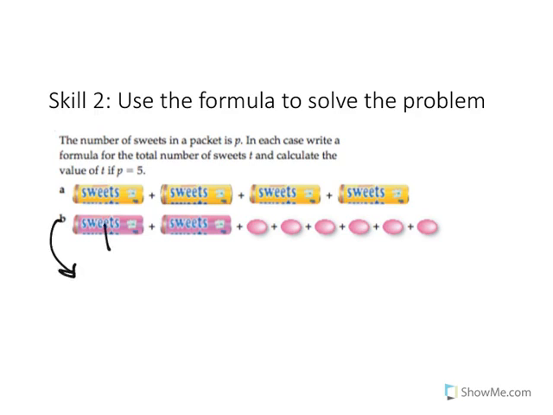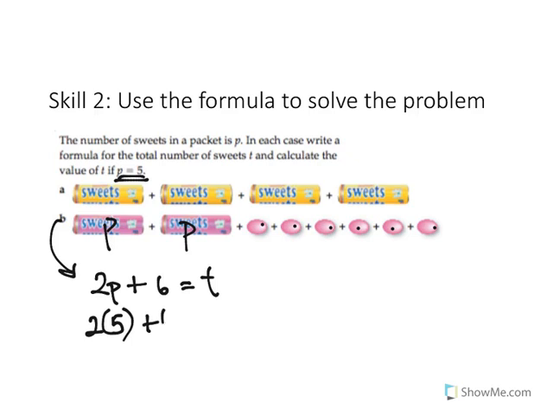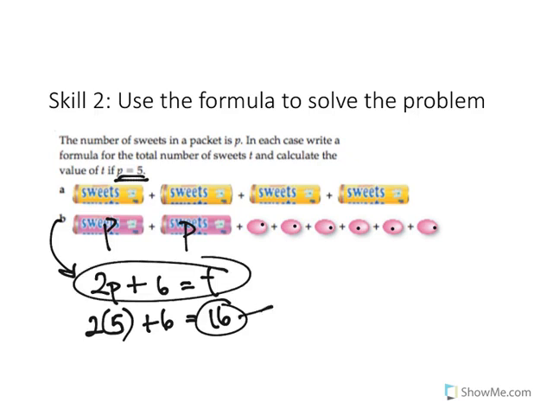For part B, if each of these were P, then we would write 2P. And we now know 1, 2, 3, 4, 5, 6 loose sweets, plus that is equal to our total number of sweets. Now, if P is 5, I would go 2 times 5, because there's 5 in each packet, and there's 2 of them, plus 6 will give me a total of 16 sweets altogether. So our formula is 2P plus 6 equals T, and the total when P is 5 is 16 sweets. And that's all.